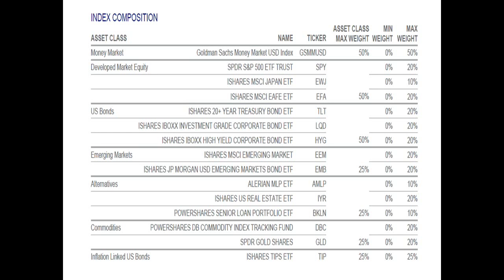Look what we have here. There's a cash position for money market, developed market equity. So you've got exposure to the S&P 500, but also to some developed international stock exchanges. You've got U.S. bonds, short-term and long-term, high grade and high yield. You've got exposure to emerging markets across the globe, and alternative investments as well, including senior loan portfolios and real estate, and of course exposure to commodities and in particular gold.